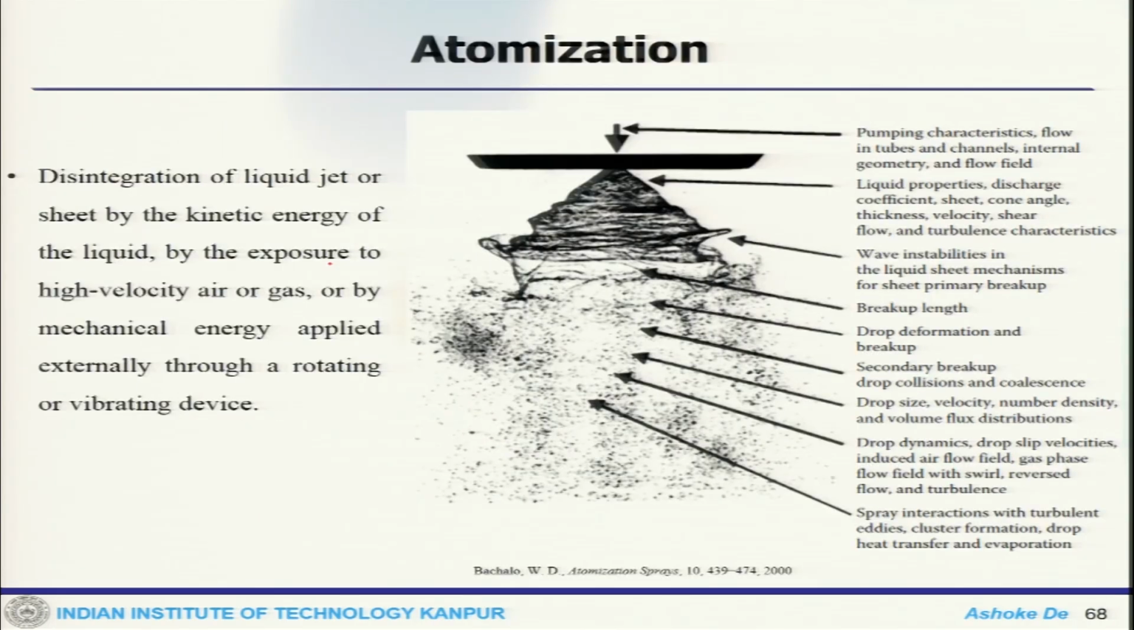So this picture shows you more details. This is how it comes in, then goes through like this, and finally you get this fine set of sprays. So there is a primary breakup, a breakup length, droplet formation, secondary breakup, drop collisions, everything is included. So this is the disintegration of the liquid jet or the sheet by kinetic energy of the liquid, which is exposed to the high velocity air or gas, or by mechanical energy. So this gives you an idea when the liquid is actually injected, what kind of process it goes through.